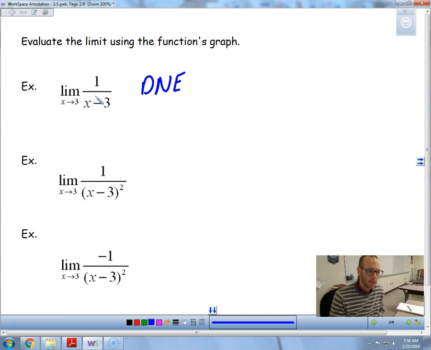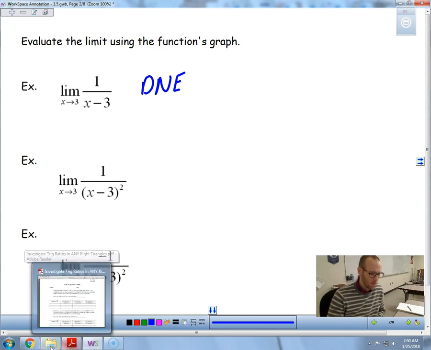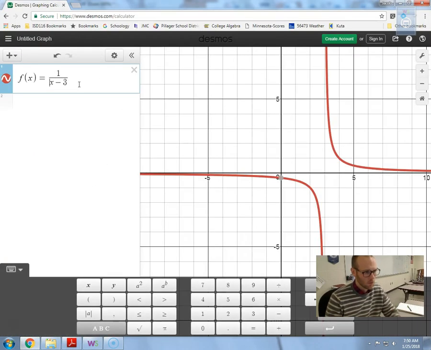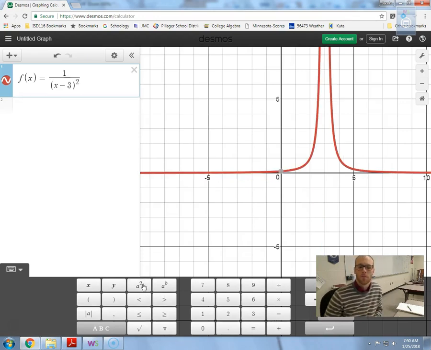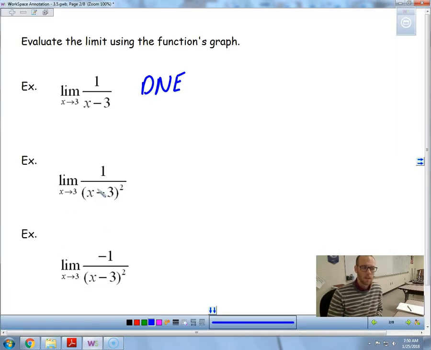Now, what happens to that function if I square it? Okay, thinking what squaring does to numbers. It does make the numbers bigger, but it also will take any negative and make it positive. So what would we say on this one? As we come from the left, we're going to infinity. As we come from the right, we're going to infinity. So we will say that the limit as x goes to 3 of 1 over (x minus 3) squared equals infinity. Again, that limit doesn't exist, but we are describing what's going on here.